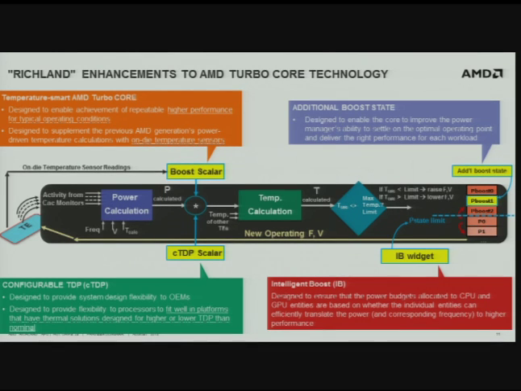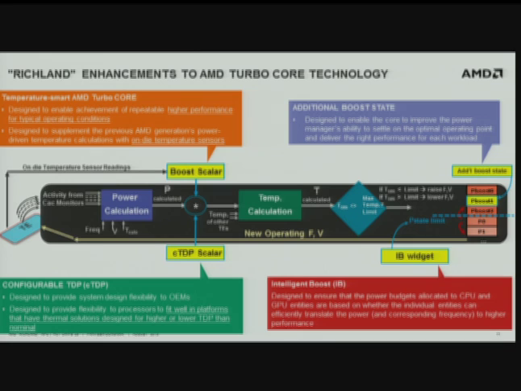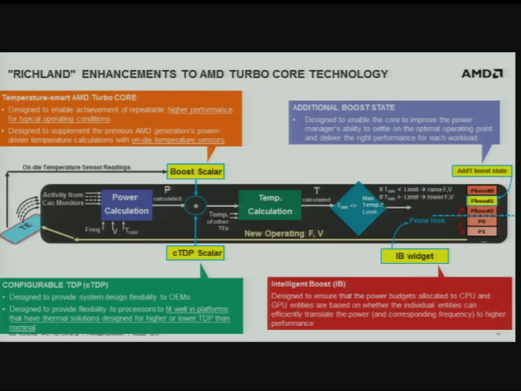Okay, now Richland enhancements to the AMD Turbo Core technology. We have added a notion of sensor temperature, which is measured temperature, into the mix. That's the on-die temperature sensor readings. Using this, we indirectly detect if you have favorable thermal conditions. That is, if you're operating in room ambient rather than max worst case ambient, that gets reflected in the on-die real sensor temperature. Based on that, we can detect that we have favorable thermal conditions and can boost more. The way we boost more is we apply a scalar.